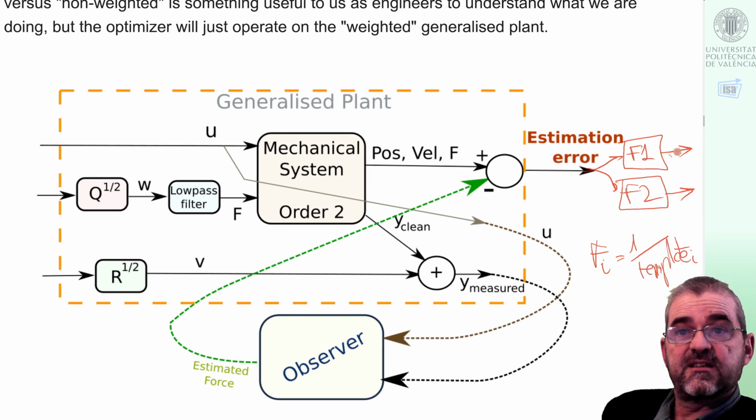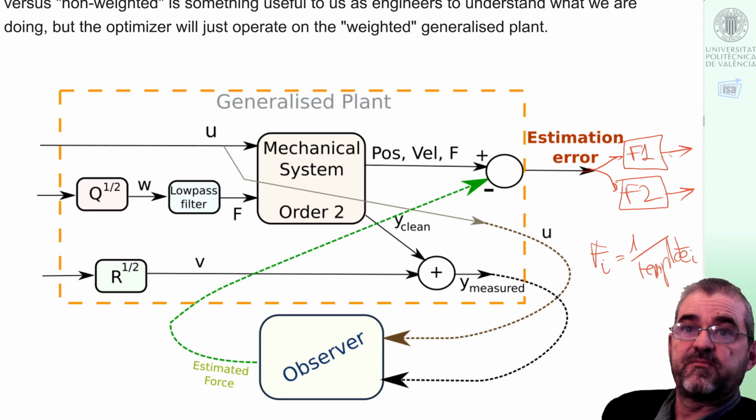So if this signal is below 1, then it means that this signal divided by template 1 is below 1, so this signal is below the maximum defined by template 1. And again, if f2 is the inverse of template 2, then this signal will be below the maximum defined by template 2. And well, this signal is the estimation error, so for sure, if both these things are below 1, then the estimation error will be below both templates.